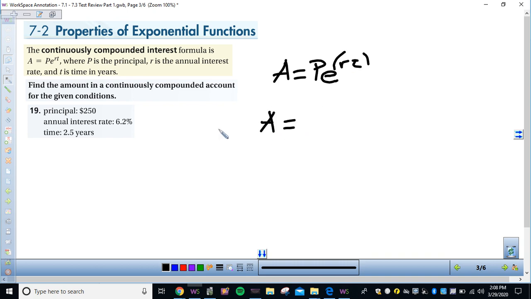So our principal amount here, that's what the P is in our formula, is $250. E is that number, 2.71828. And then the interest rate you have to make as a decimal. So again, we can do 6.2 divided by 100 to get that, which equals 0.062. So we have 0.062 times 2.5 years.